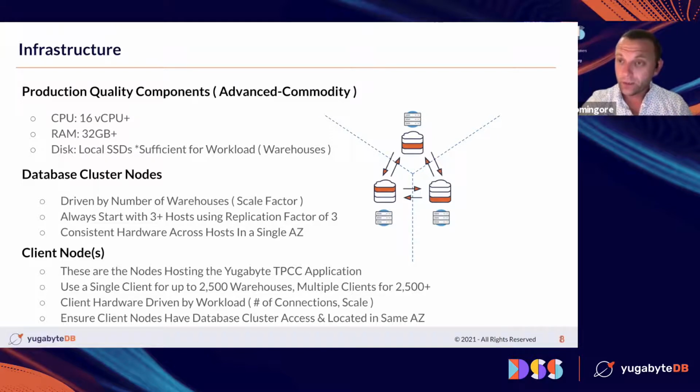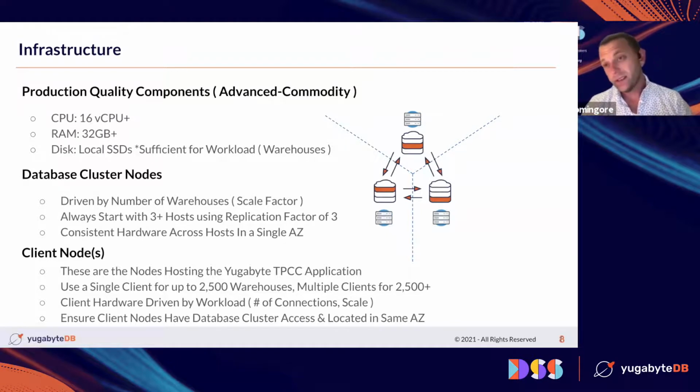If you're going to go beyond 2,500 though, we do highly recommend you go to multiple client nodes. And you can see some best practices and additional information on our doc slide about this as well. It actually walks you through running multiple clients in one particular benchmark. So it'll take you through that process. The client hardware should be driven by the workload scale factor, so the number of connections, the scale factor, that should drive the client benchmark node itself.